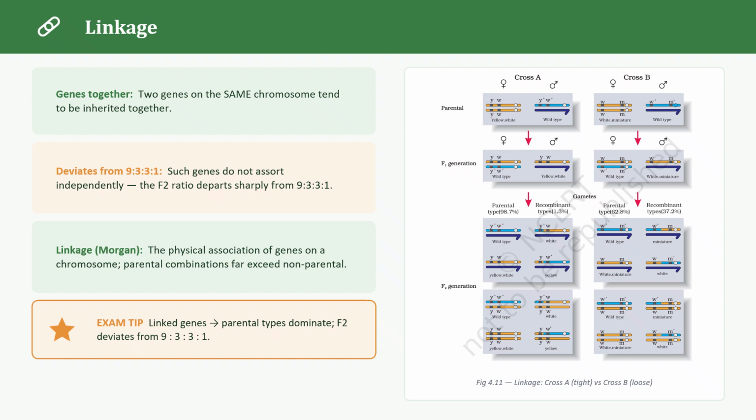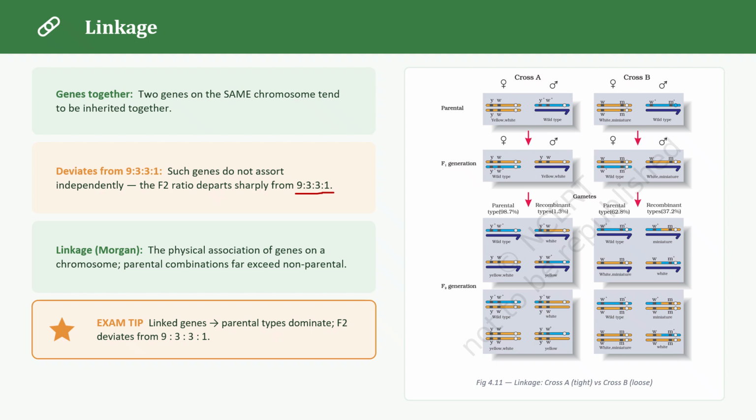Next we are going to see linkage. Some unexpected observation was made by Morgan. Morgan expected the F2 ratio to be 9:3:3:1, but he observed something different. Parental combinations appeared much more frequently than expected.